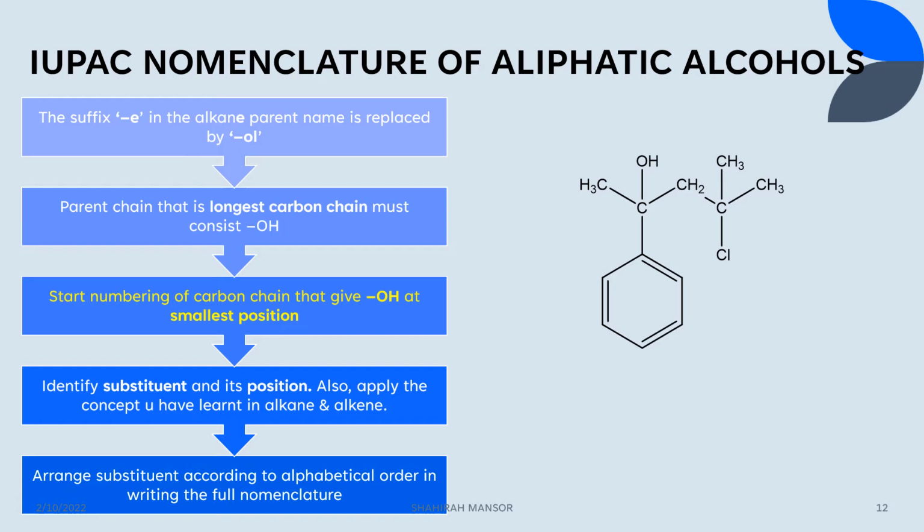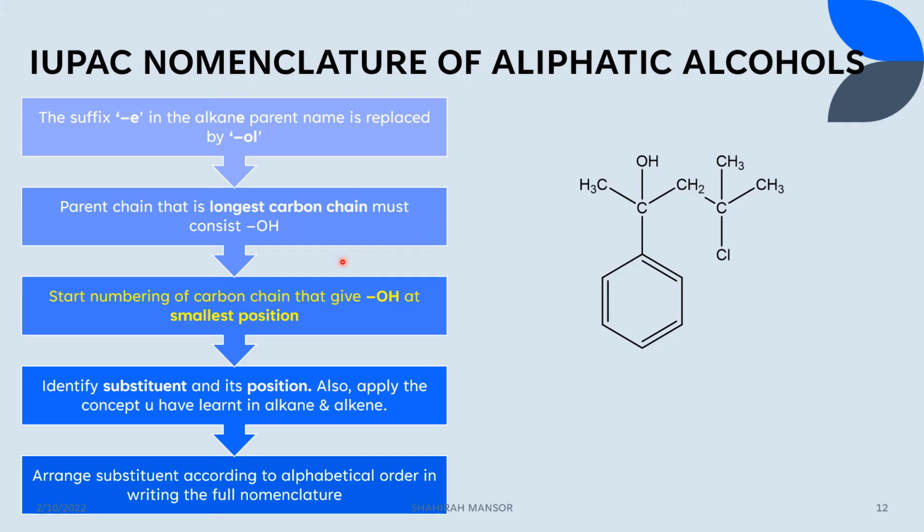Okay, so here we have the OH. OH directly bonded kepada this carbon chain. Carbon yang bukan aromatic, tapi aliphatic. So bermaksud kita akan pilih this carbon sebagai parent chain.